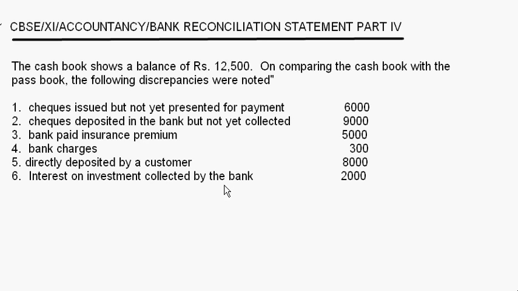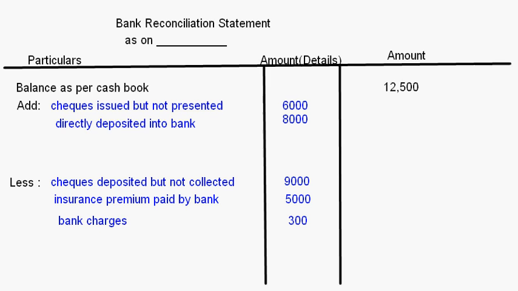Interest on investment collected by the bank. So when the bank collects interest on investment, again it is collecting it directly, right? So the bank balance increases and the cash book balance will be less till the time the customer comes to know that the bank has collected the interest on investment. So at this point of time, the bank balance is more and the cash book balance is less, right? So again, decreased cash book balance means it has to be added, right?